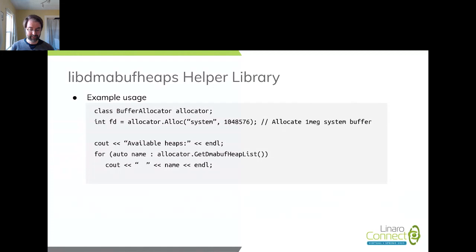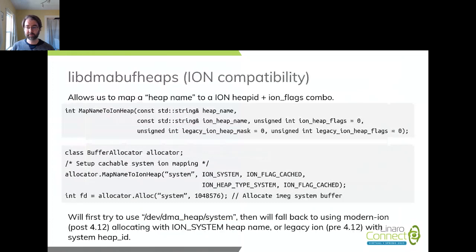Because doing the readdir and stats to get the directory listing can be a little fussy, there's also a helper for getting the list of available heaps wrapped as well. Now, I think the most important component of this library is this Ion backward compatibility support. There's a method called MapNameToIonHeap, which basically allows us to pair a heap name to an Ion heap ID and flags tuple.